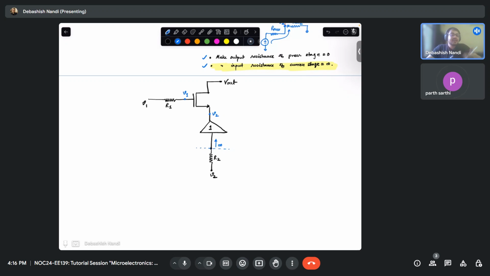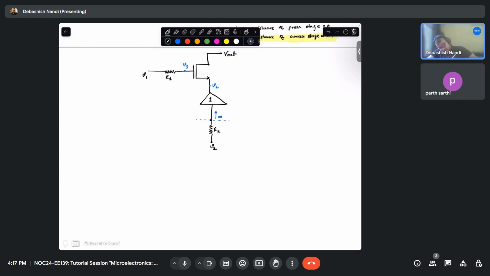Exactly. I want the other terminal of my common source amplifier, the source terminal, looking into the source terminal, I should see infinite resistance. The way to do it is connecting a buffer, the same thing we have done earlier for avoiding the loading effect. So what is a buffer basically? Whose gain is 1. What configuration do we use? Common drain. Realized by common drain, right?